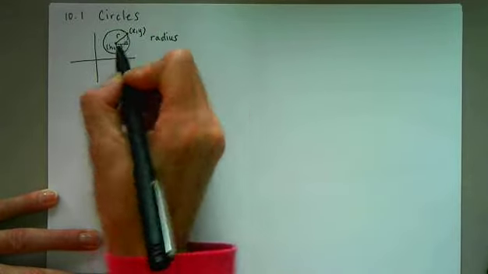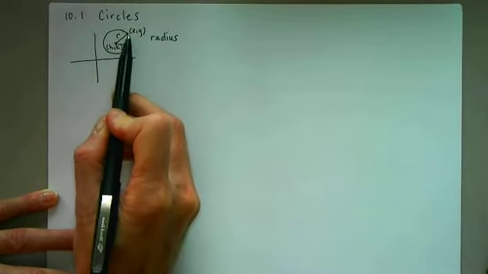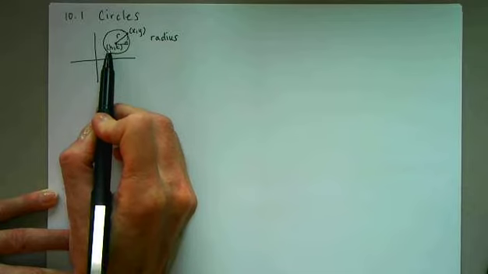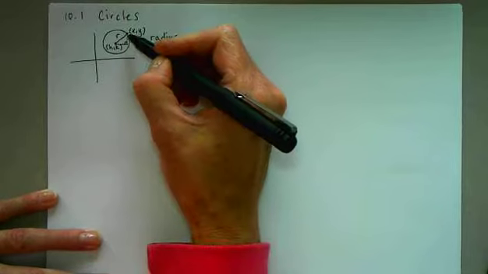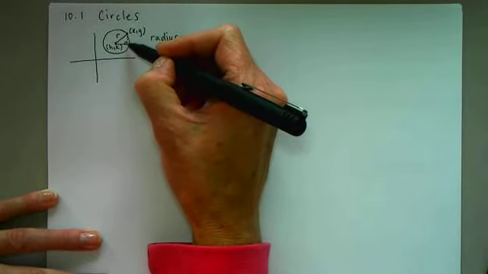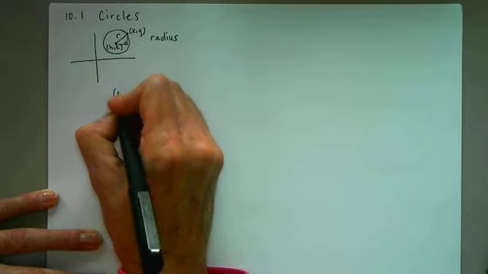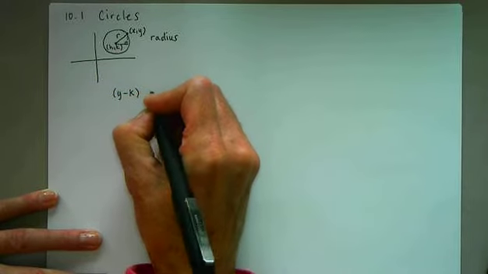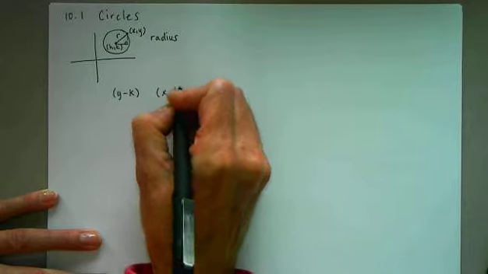And I would get that by finding the length of this side right here, which would be this x value subtract this h value, or vice versa, this h value subtract this x value. And I could get the length of this side right here by taking this y value subtract this y value, which is k. So one side is y minus k, and the other side is x minus h.